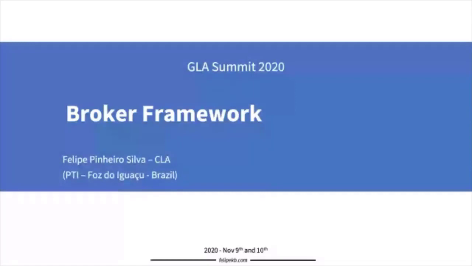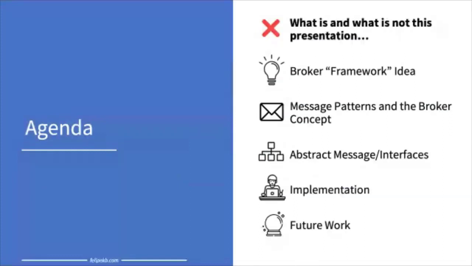Okay, so first I'll talk about the presentation, and then I'll talk about this idea of the broker. Then I'll say a little bit about the message patterns and the broker concepts. Then I'll introduce this idea of abstract messages, how the abstract message was used before in the Nectar framework, and now how the interface has changed that. And finally, I'll talk about the implementation of this framework, and also the future work on this library, okay?